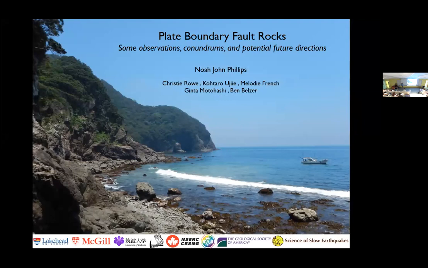This is a field photo from the Mugi Melange, which is the case study I'm going to show you today. It's a really amazing exposure of an exhumed subduction plate boundary, where you get nearly continuous exposure along the coast. And so you can walk from what used to be the downgoing oceanic plate through the sediments that were sitting on top of it, and then into the overlying accretionary prism.